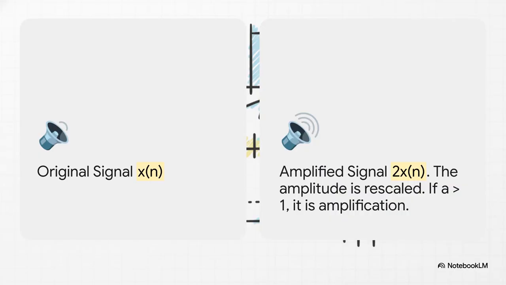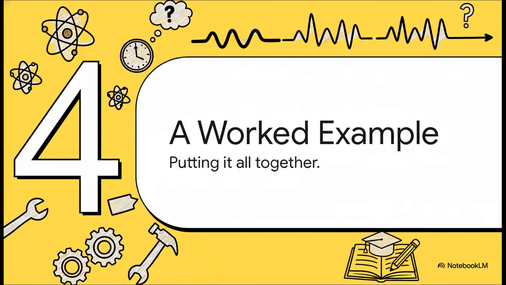And now for scaling. Again, the original is on the left. On the right, we have 2 times x of n. You can see it's the exact same shape, but now every single sample is twice as tall. We've amplified the signal. And of course, if that number was less than 1, say 0.5, we'd be squishing it down, making it quieter. So, we've got our atoms, and we've got our tools. It's time to put it all together.